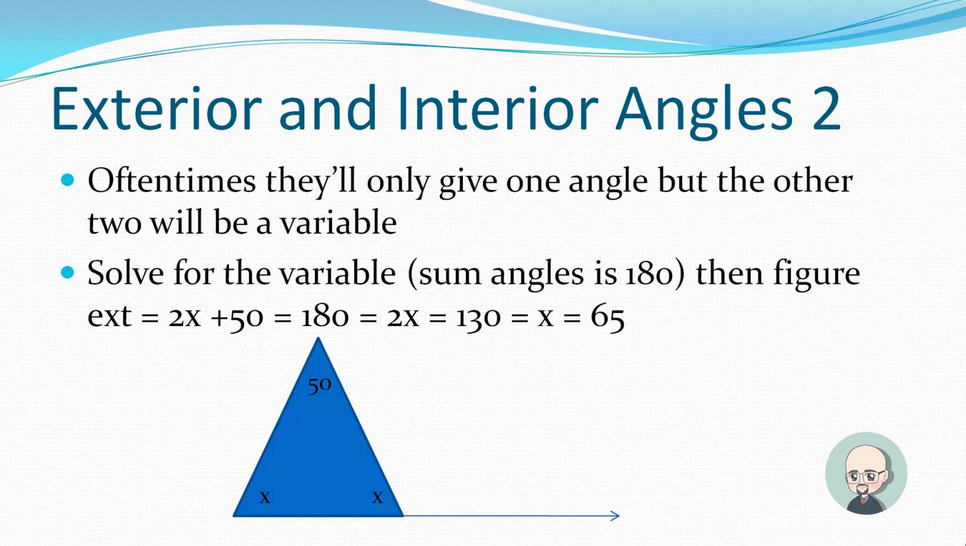Remember the sum of the angles of the triangle is always equal to 180. So we'll do 180 is equal to 2x plus 50. From 180 we'll subtract 50, we'll get 130, and divide 130 by 2. X equals 65. So those two angles are 65 and 65 and 50.